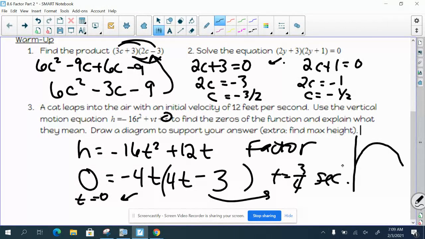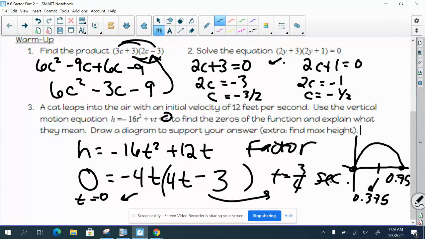So we drew an x and y axis. This part would be 0, and this part would be 0.75. And then to find the maximum height, remember that the maximum height occurs halfway between the zeros. So halfway between the zeros would be, what's 0.75 divided by 2? 0.375. So halfway between the zeros is when the maximum height occurs.